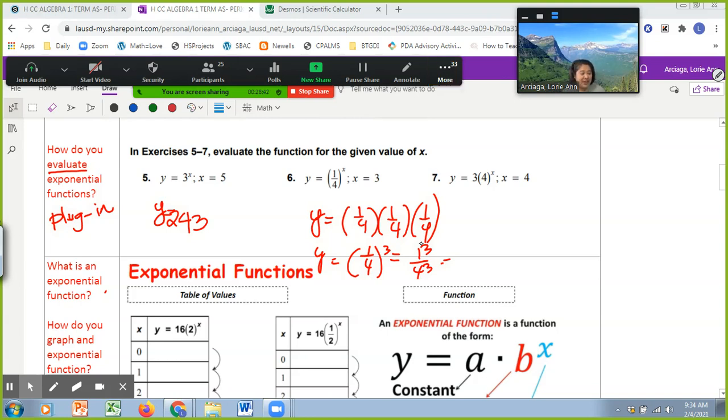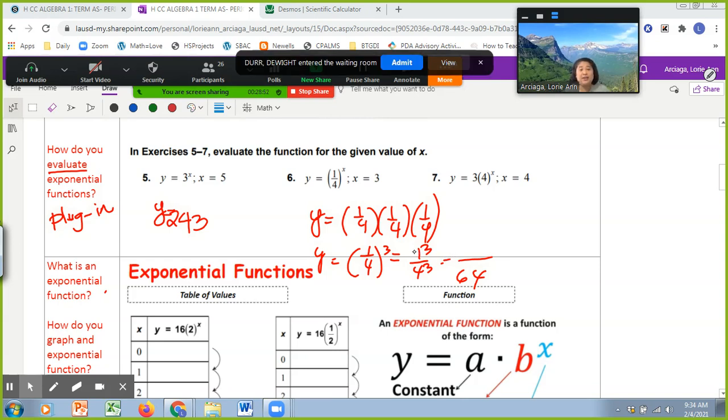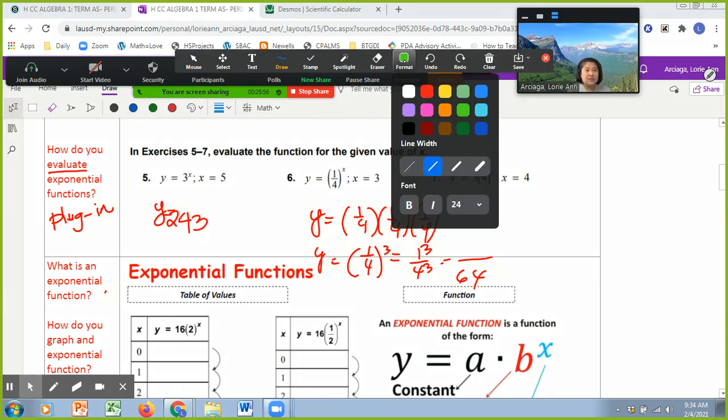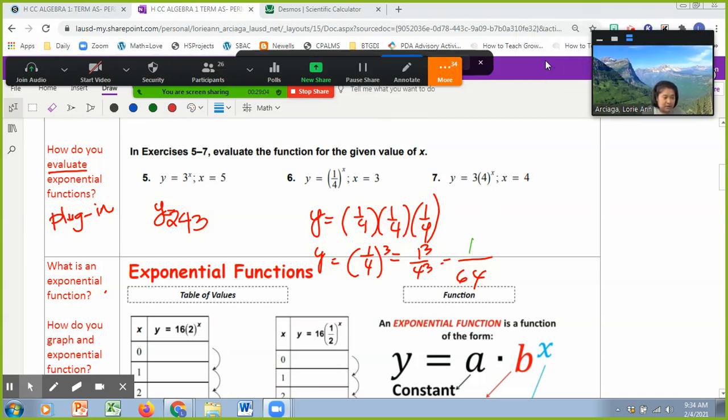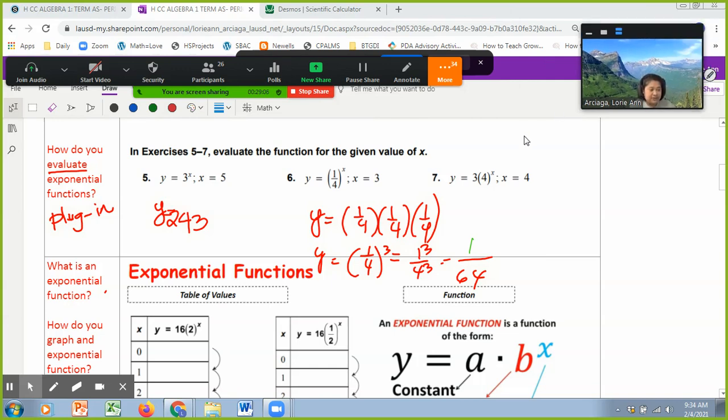Okay, what's the answer? What's 3 over 64? I'm going to take the 64, but for the 3, let's think about it one more time. You're multiplying 1 by itself 3 times. Yes, so it's going to be 1 over 64.